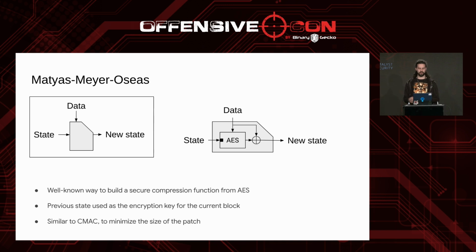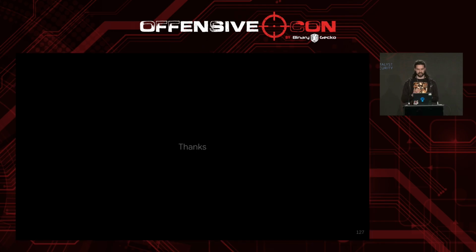They replaced it instead with something called Matyas-Meyer-Oseas, which is a standardized way of building a secure compression function using a block cipher such as AES. The difference is that this time, instead of having the same key every time, the previous state becomes the key for the next round. So yeah, we know that this is secure now, so this is fine. And it doesn't need to have a secret key in the CPU to be secure. So that's it. Thanks for attending our talk. And we hope you'll have some questions.